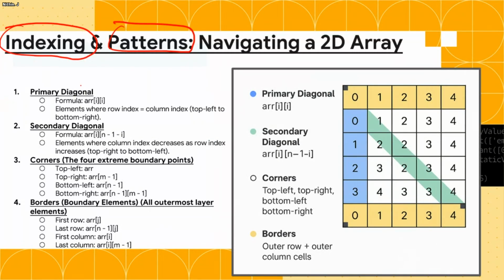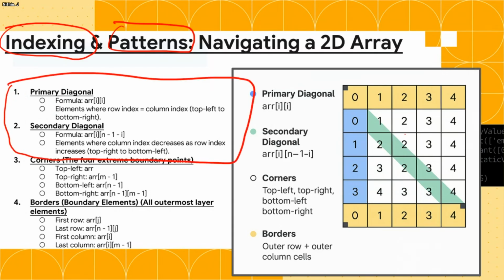So one of the most important concepts is the concept of diagonals, that is the primary diagonal and the secondary diagonal. So let's look at this diagram. What does primary diagonal basically mean? It means all the elements present on this diagonal. So this is the primary diagonal. And the secondary diagonal represents this diagonal in our matrix. So this is our secondary diagonal.